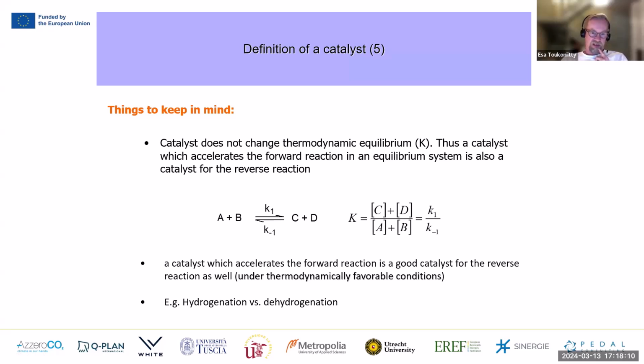For example, if we have a hydrogenation reaction, the opposite is the dehydrogenation reaction. So if we want to find a catalyst for dehydrogenation and we don't know a good candidate, we can also start to look for hydrogenation catalysts, because according to this basic definition, a hydrogenation catalyst should accelerate dehydrogenation, and a dehydrogenation catalyst should accelerate hydrogenation as well. But the thermodynamic equilibrium will not change.